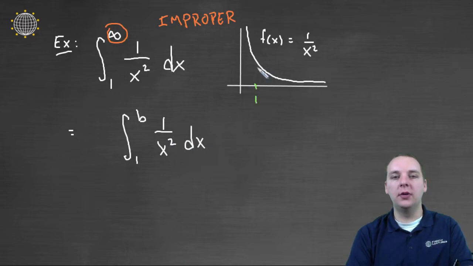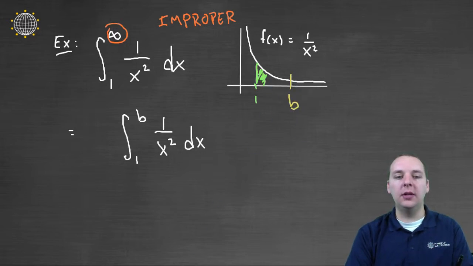Okay, if here's 1 right here, we're going to integrate from 1 not all the way to infinity, but we're going to stop at b. Now, if we stop at a defined spot like b, then we can do the fundamental theorem of calculus because this is now a closed interval. But obviously this answer won't be our answer because we still have this missing area back here. So how do we account for that?